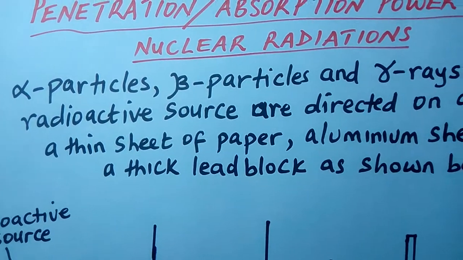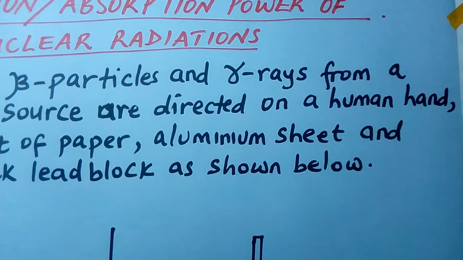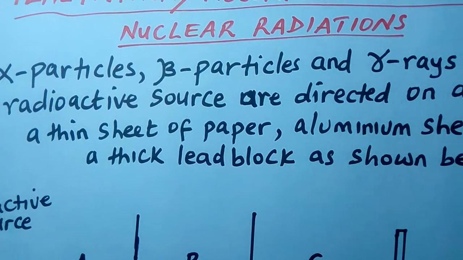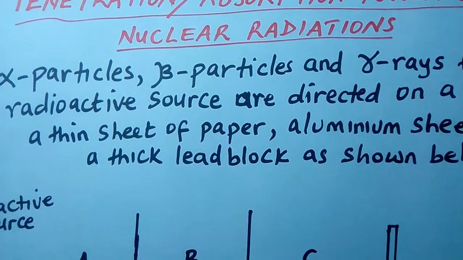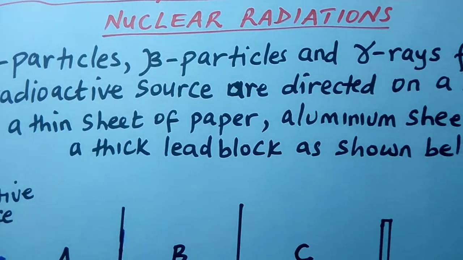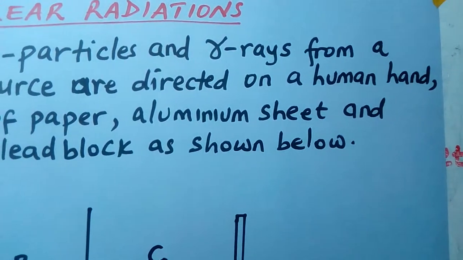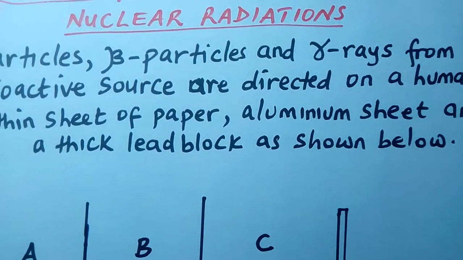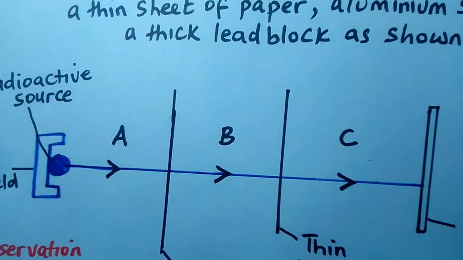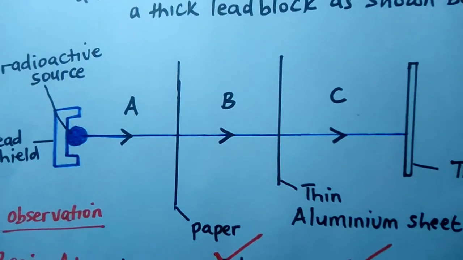So we are saying alpha particles, beta particles, and gamma rays from a radioactive source are directed on a human hand, a thin sheet of paper, then we have an aluminum sheet, followed by a lead block as shown below. So we have here our diagram where we want to know which one penetrates most, followed by which one.